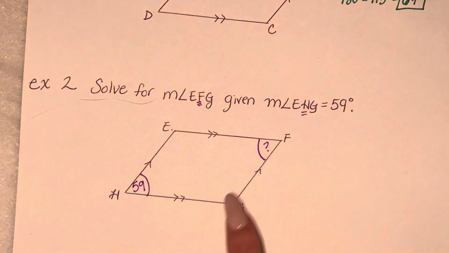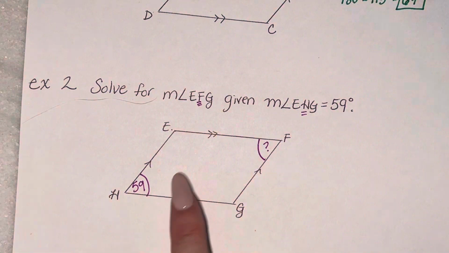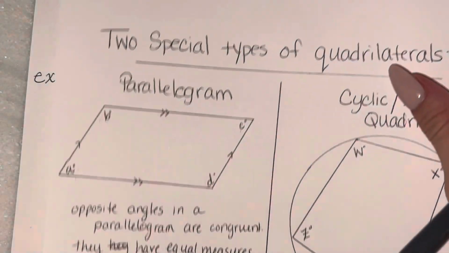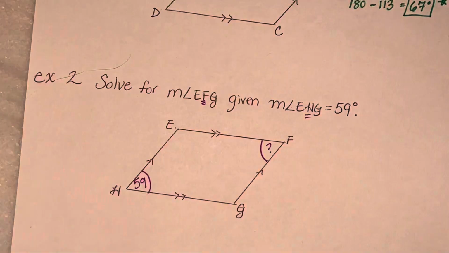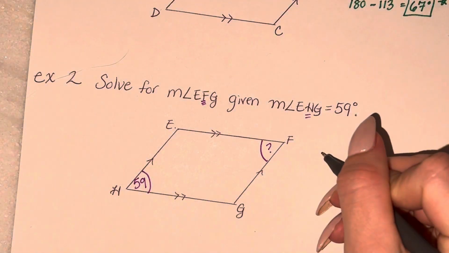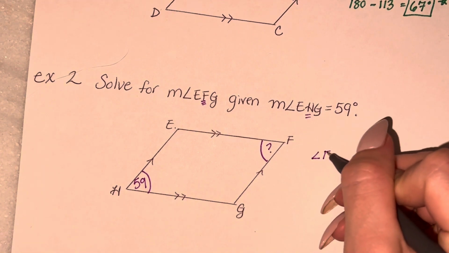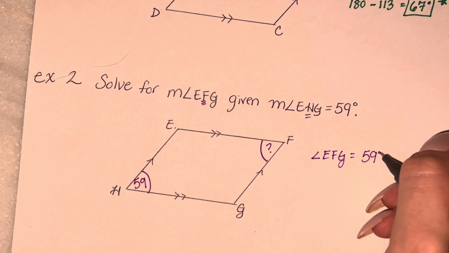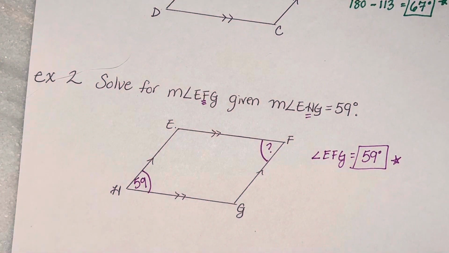My shape is a parallelogram. So because I have opposite angles of a parallelogram, I can go up here. Opposite angles in a parallelogram are congruent. So I don't even have to do any work. I can just say that my answer is that angle EFG is 59 degrees. So that's a pretty easy one.